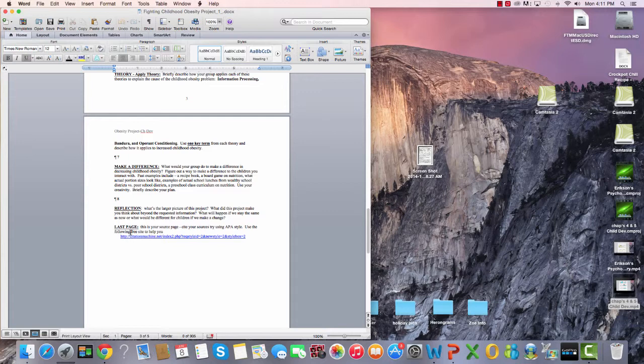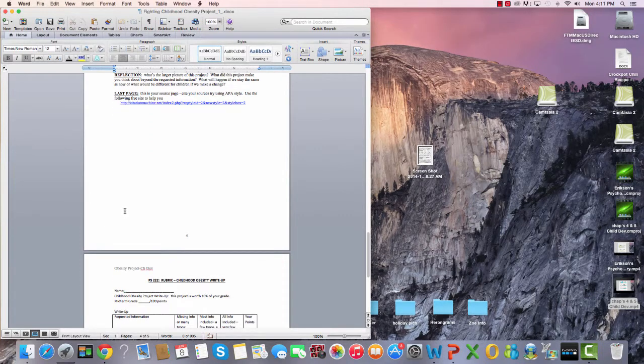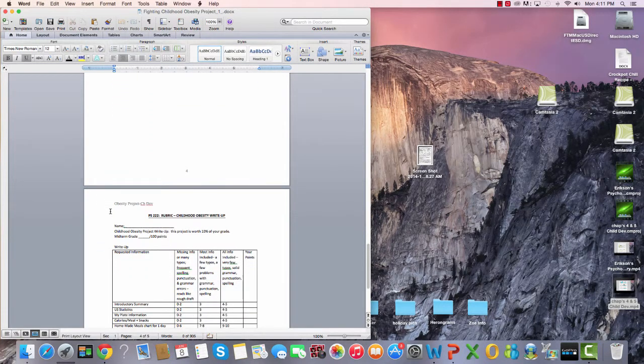Your last page, this is your source page. Try to use sources using the APA style. If you don't know what that is, don't worry about it. It's not that important in this 6 weeks course. This website will help you with APA styles, but at least list the sources that you used. If you have any questions, email me. I'll definitely answer them.